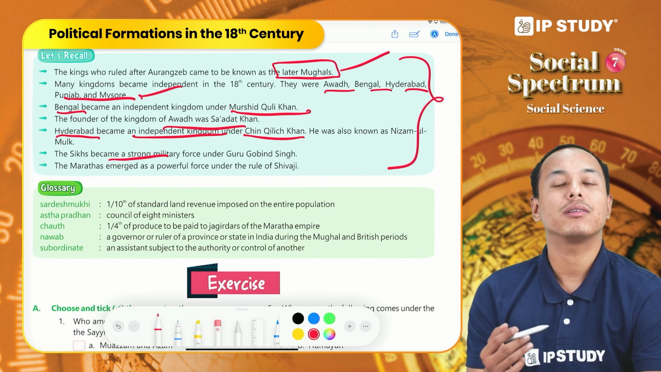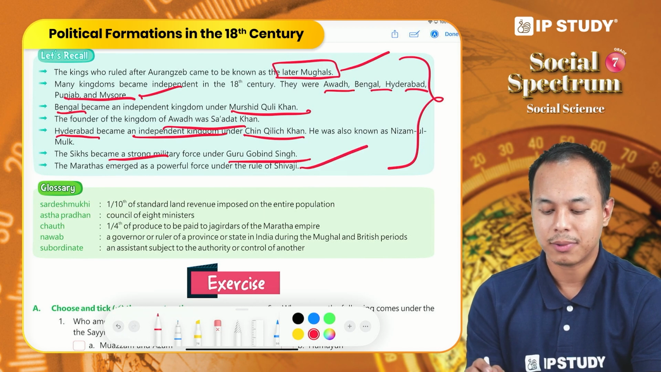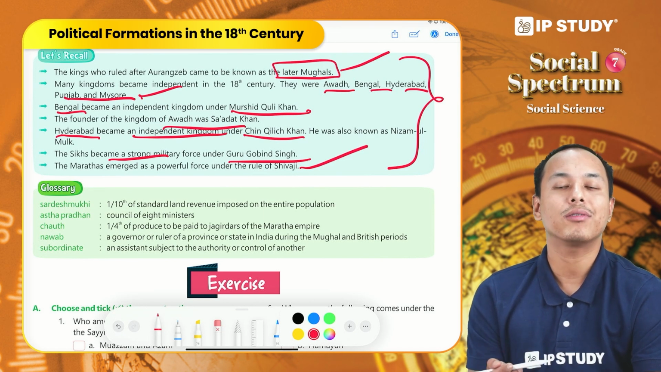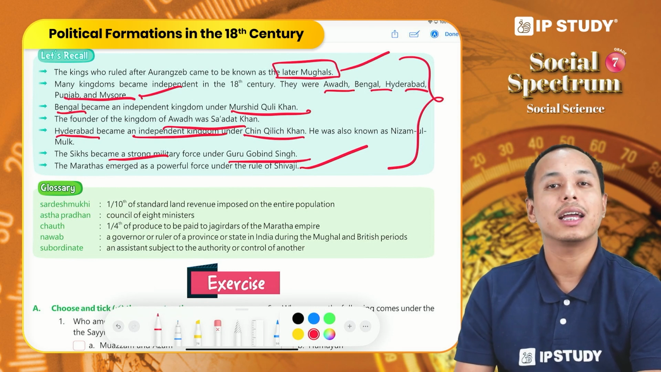The Sikhs became a very powerful force under Guru Gobind Singh, and the Marathas emerged as a very strong and powerful kingdom under Shivaji and later under the Peshwas. So with this I conclude the chapter.